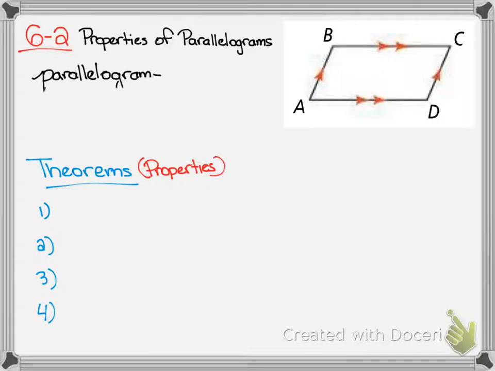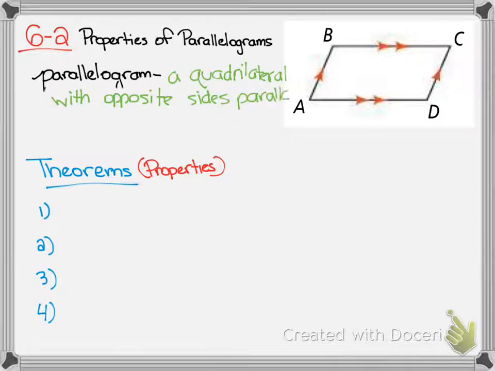Alright, so tonight we're going to be looking at 6.2, which is all about properties of parallelograms. First of all, we need to know exactly what a parallelogram is. A parallelogram is a quadrilateral, which tells us it has 4 sides, with opposite sides congruent. Or not congruent, I'm sorry, parallel. So it's a quadrilateral with opposite sides parallel.